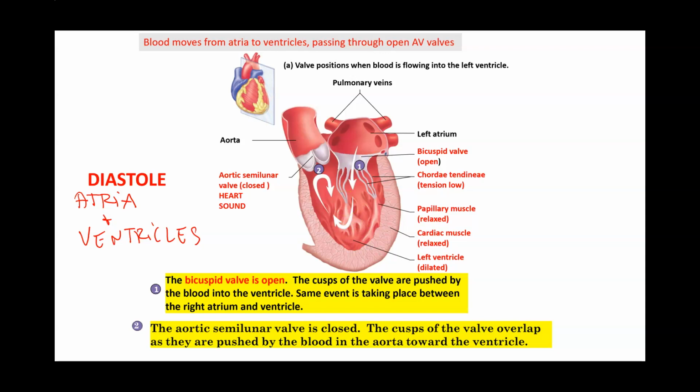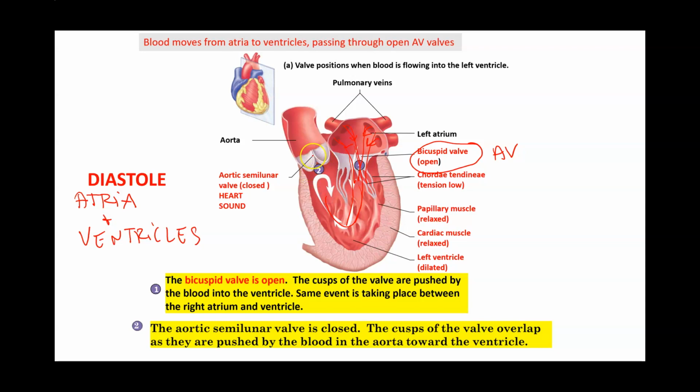So when the heart is relaxed, blood is coming in from the veins. So in this case, the pulmonary veins. On the right side, it will be the superior vena cava, inferior vena cava, and the coronary sinus. Okay, so blood is pouring in. And notice that the bicuspid valve is open. The AV valve is open. Same thing on the right side, the tricuspid valve will be open, allowing blood to pour into the ventricle.